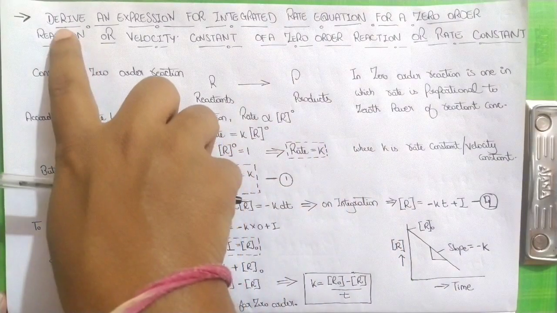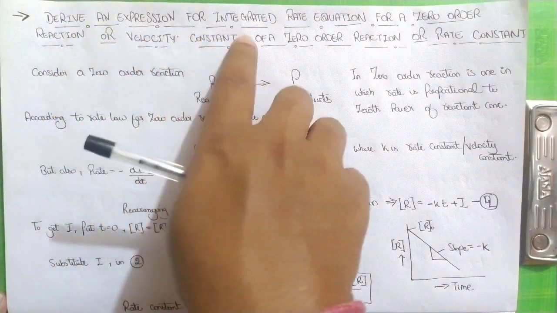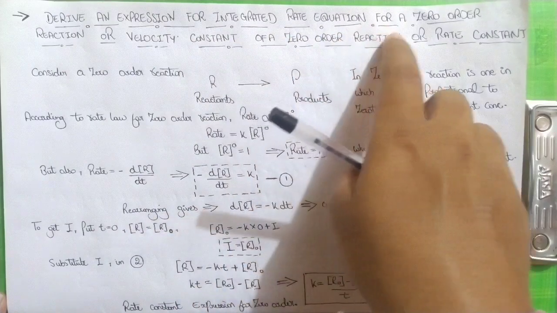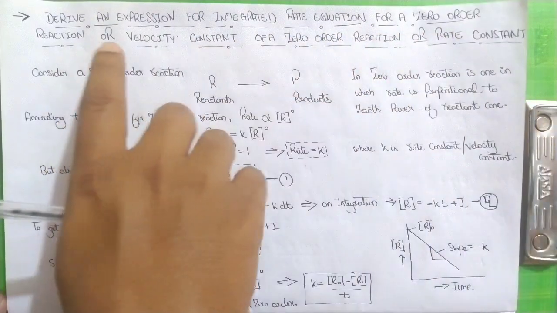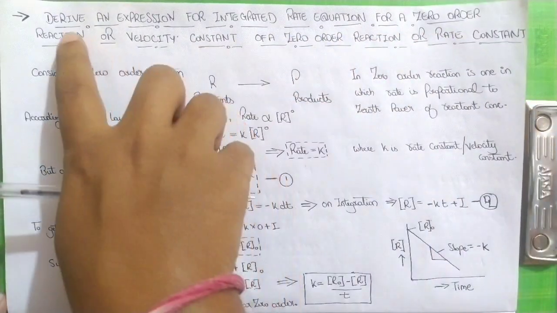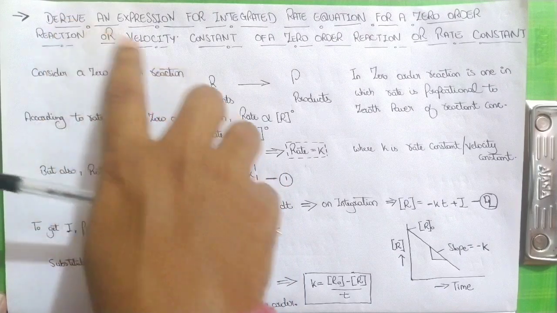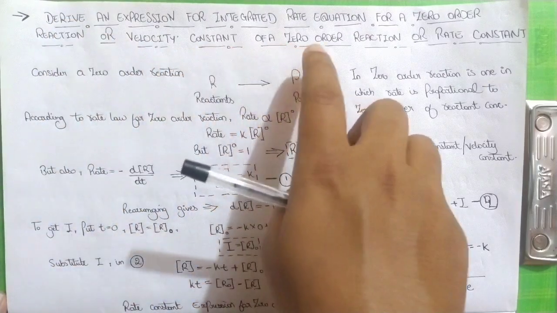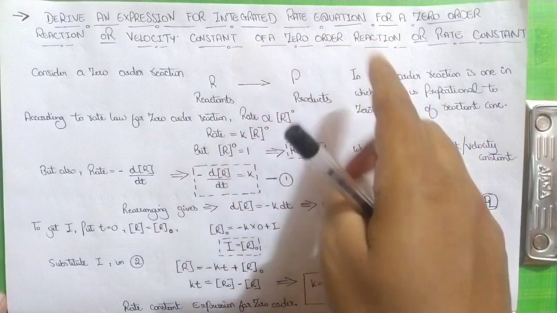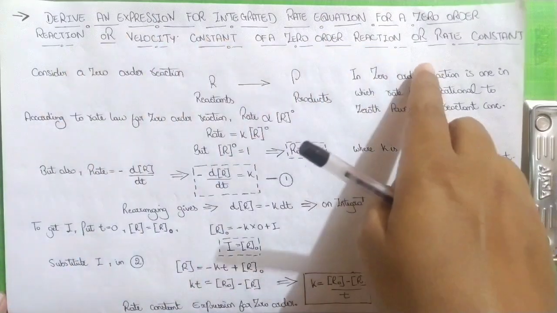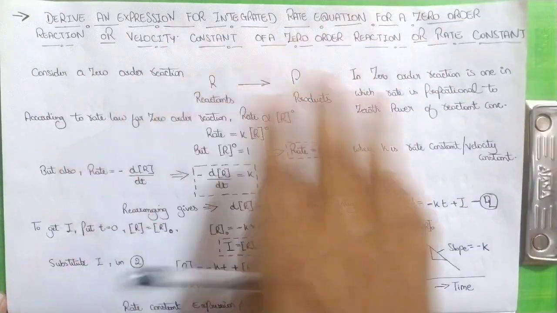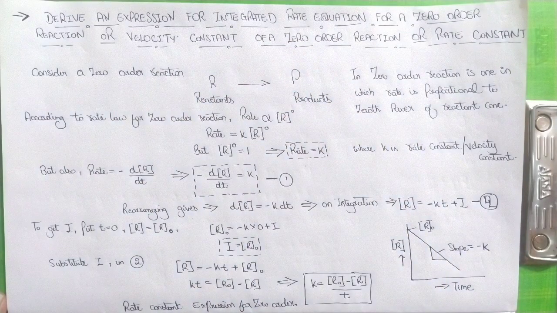The question may be stated as derive an expression for integrated rate equation for a zero order reaction, or it may also be asked as derive a velocity constant of a zero order reaction, or else it may be asked as derive a rate constant for zero order reaction. Okay, now let us start with our first step.